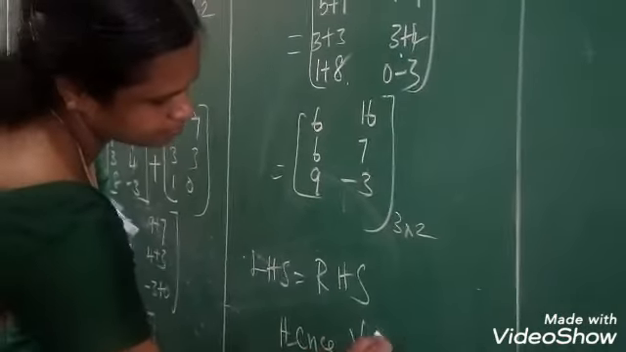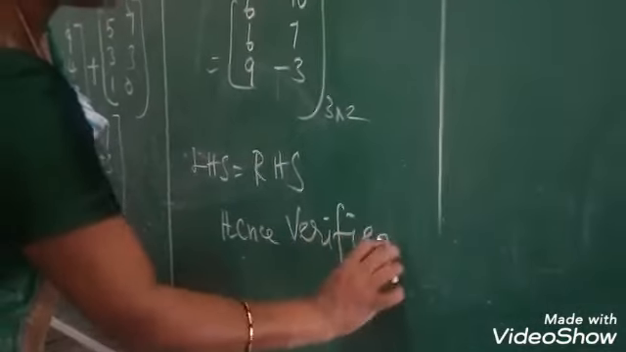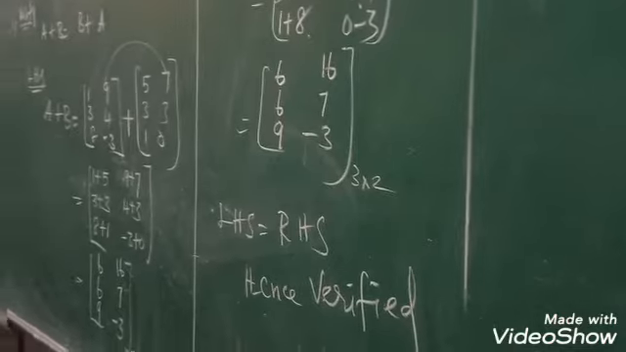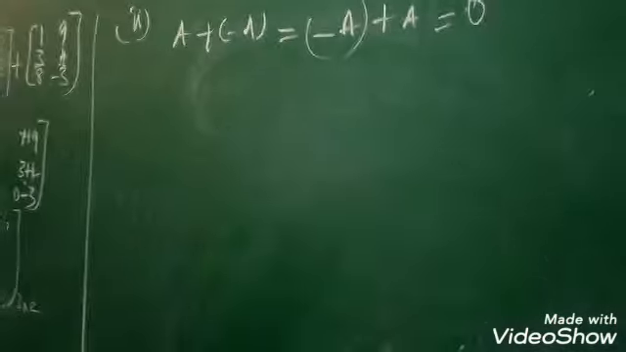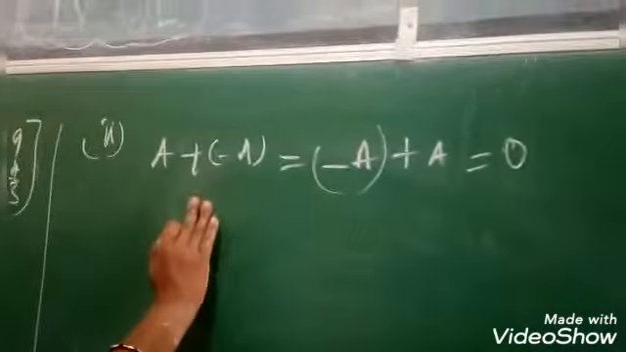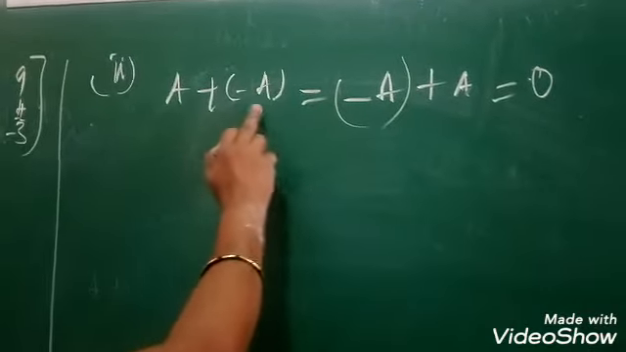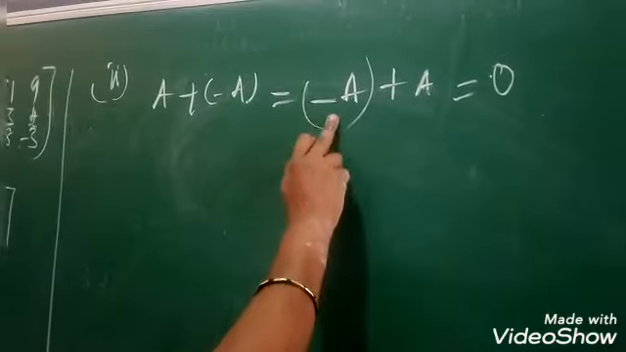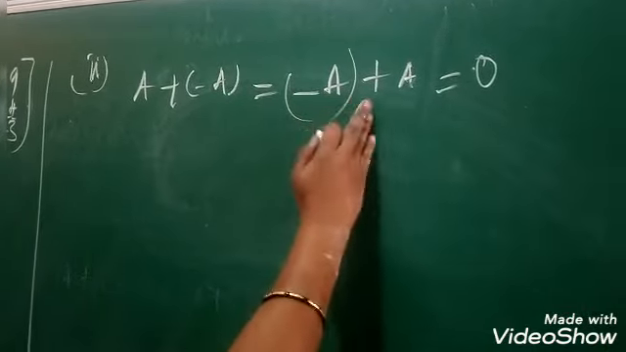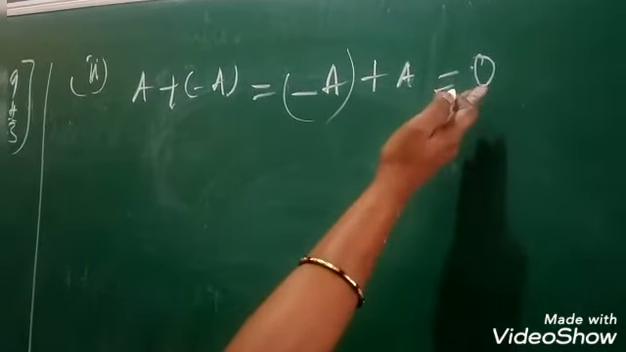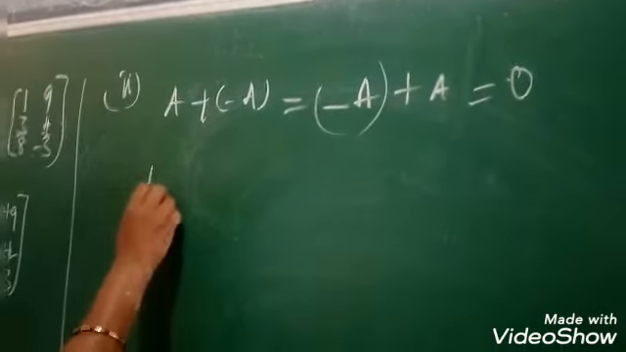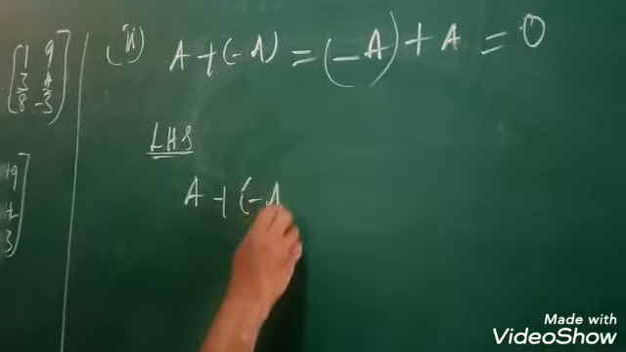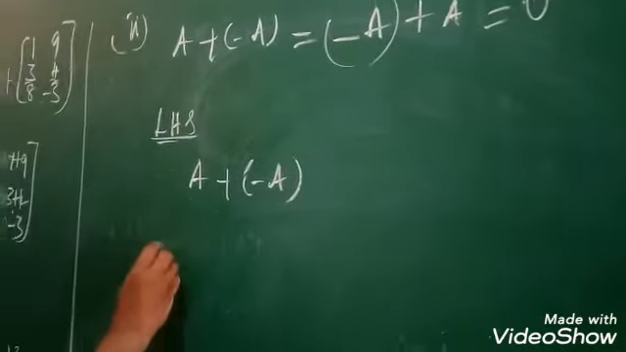Okay girls? The addition always follows the commutative law, so LHS and RHS are equal. See the second one, A plus minus A. This is called a negative matrix, girls. Here minus A plus A, the both should be interchanged. The answer is a null matrix. We have to check, girls. First the LHS. What is the LHS? A plus minus A. Minus A is called a negative matrix.